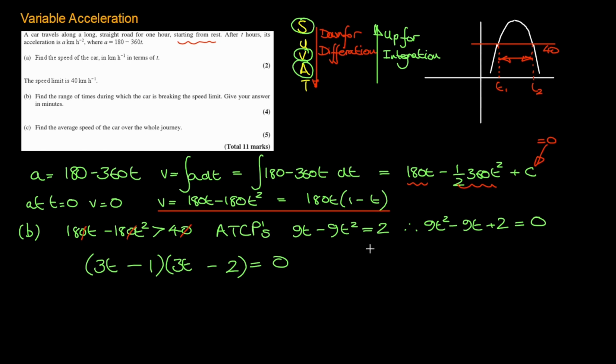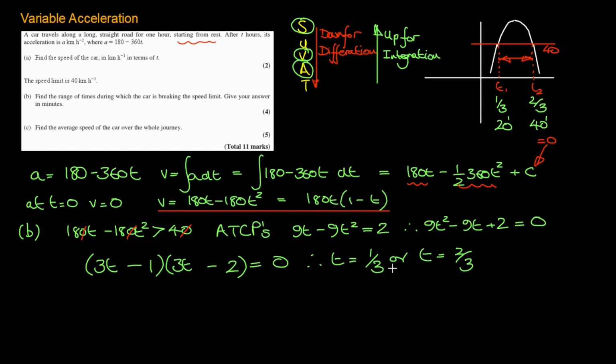You can use your calculator or you can use the quadratic formula, but here we have a perfectly good answer. If that is true, either that must equal 0 or that must equal 0. So therefore, t is equal to a third, or t is equal to 2/3. Now t is in hours, so this is a third of an hour, and that's 2/3 of an hour. Converting it to minutes, a third of an hour is 20 minutes and 40 minutes.